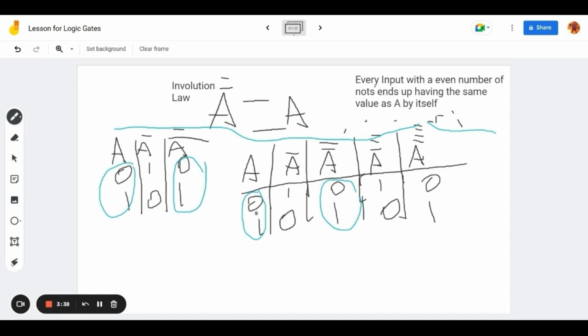Keep in mind that 0, 1 just represents 0 and 1. So I'm literally just doing 2 to the power of 2, which means 2 combinations. That's why I'm using it. So as you can see, this just becomes the same, 0 and 1. This just becomes the same, 0 and 1. And as you can see, every single even numbered amount of knots just ends up having the same value as A. So A even knotted equals A. That's what these two knots mean overhead. Equals A.